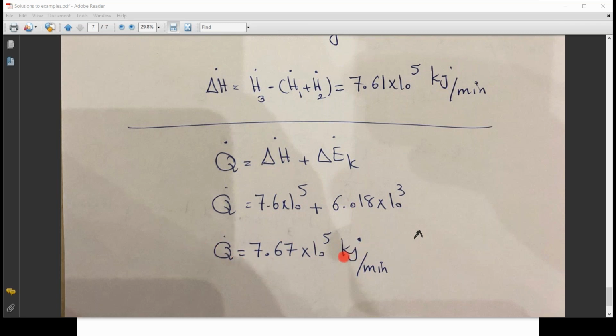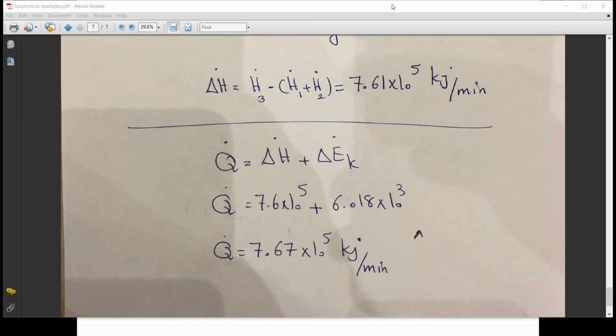This is the amount of the energy that be released by the boiler because of this temperature difference. Sorry, that is the energy that should be provided to the boiler to run this process. That is why it is positive, right? So I hope it is clear here.